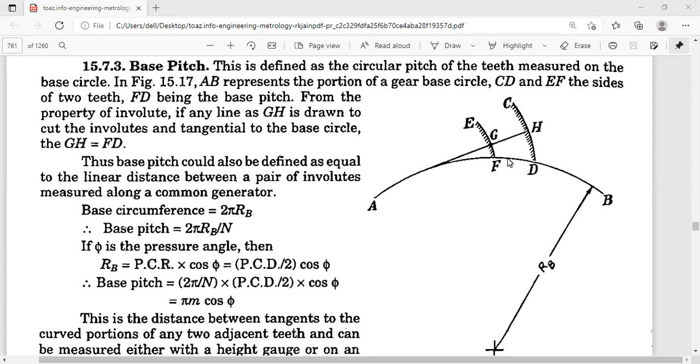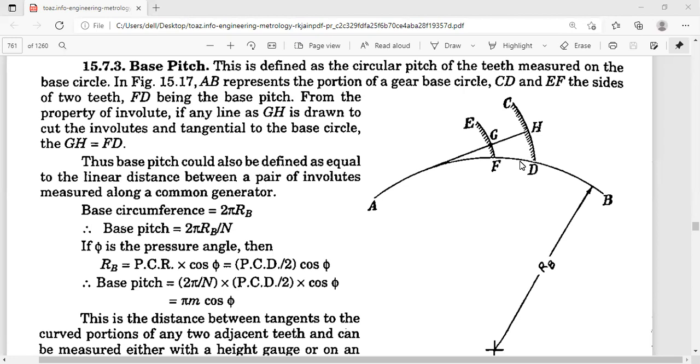Here, from the property of involutes, you have to draw any line GH. The construction part I'm telling you: you try to draw GH, it is drawn to cut the involutes, because CD and EF are the sides of the tooth. Whenever you are drawing any line GH, it will be cutting the involutes and tangential to the base circle. So GH will be equal to FD.